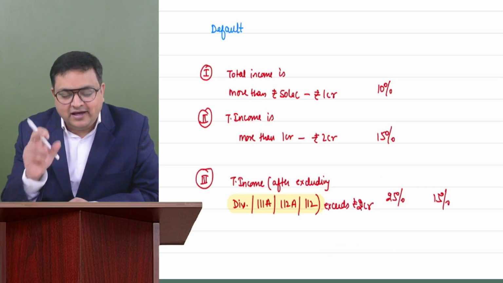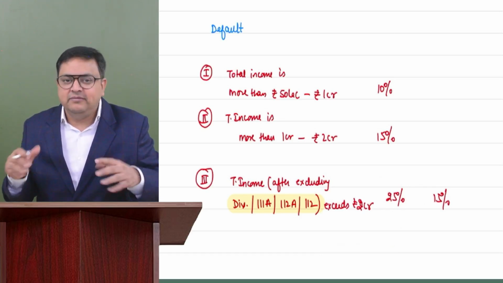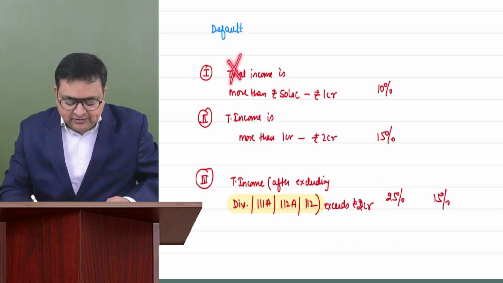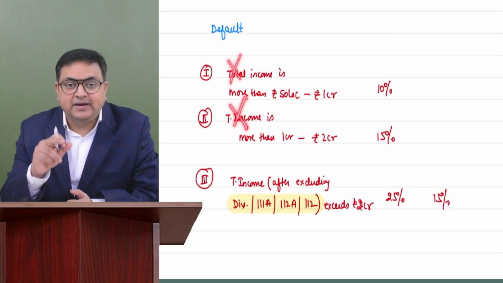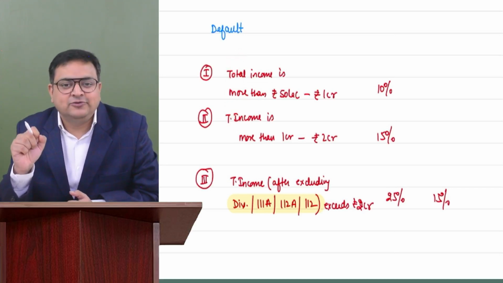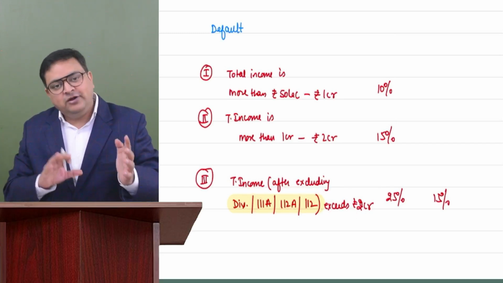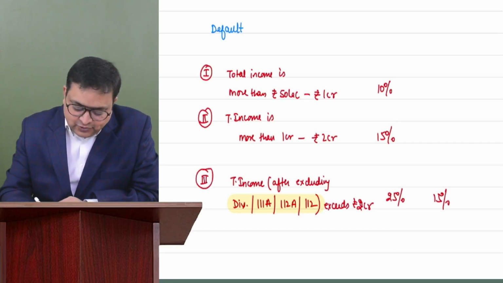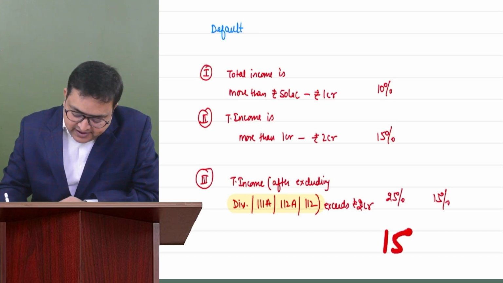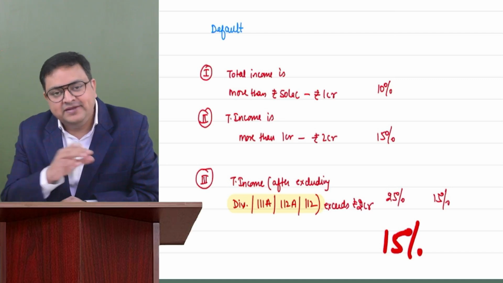Got it? And the last point is, if the total income is more than 2 crores, then this person is not in the first level, and not in the second level. Why? Because the total income is more than 2 crores. But he is not coming under the third level either. Why? Because the total income after excluding this was not exceeding 2 crores. Before it was exceeding 2 crores, but after excluding this, it is not. Then in that case, you will apply a 15% rate on all the taxes. Got it? So if this person is not in any level, please apply a 15% rate.